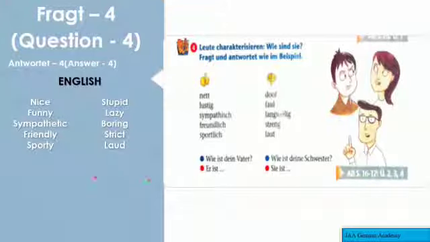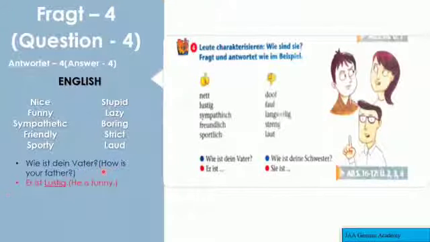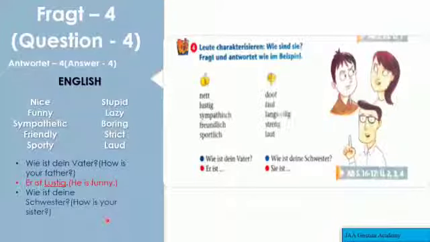Okay, now the question is, wie ist dein Vater? Which means, how is your father? The answer would be, er ist lustig, which means he is funny. So now I have chosen any random adjective to fill it as the answer. But if you want, you can choose any other adjectives. Like you can choose, er ist sympathisch, which would mean he is sympathetic. Okay. Now, wie ist deine Schwester? How is your sister? Sie ist nett, she is nice. Now let's move on to the next question.